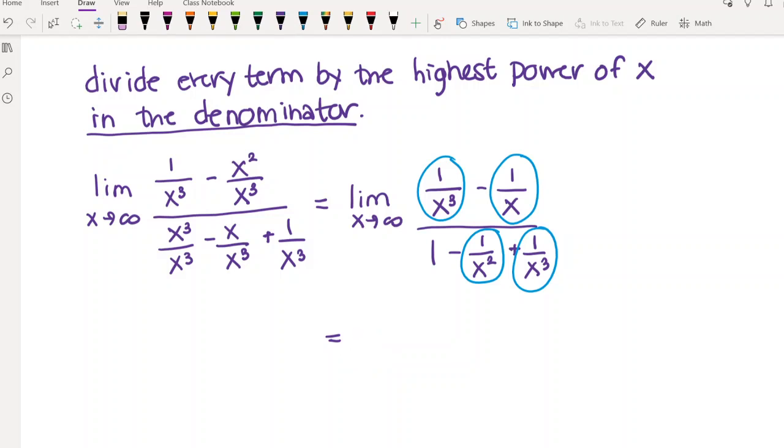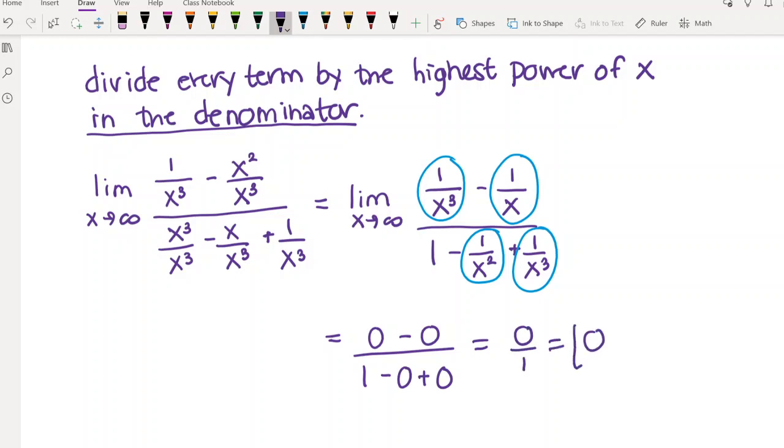And actually now we don't need the limit anymore because we're bringing the limit inside. So we're going to end up with 0 minus 0 divided by 1 minus 0 plus 0. And what is that? That's 0 over 1, which is equal to 0. So that's our answer. And so what does this look like in the graph? This would mean that the graph eventually flattens out to a height of 0.